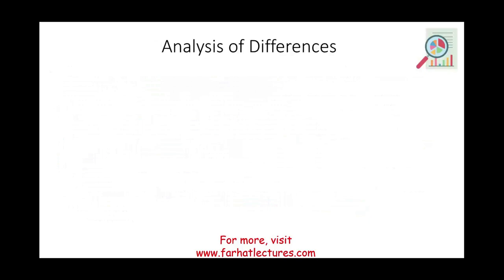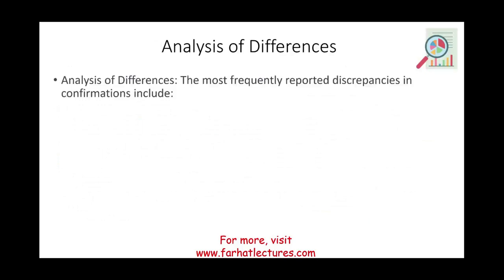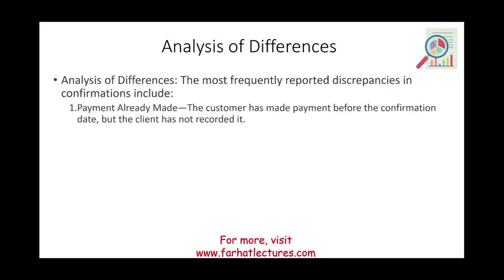Now, what happens when there's a difference between what you told them and the response? Analysis of differences could happen, and there are many reasons why. One of the reasons is that payment was already made. You told them, as of 12/31, you owe us $315,000. I keep using this number. Well, they sent the payment January 5th, and they did not receive this confirmation until January 10th. When they looked at their systems, they did not pay attention that you told them as of 12/31. They look at their system and the balance is zero. So they would say the balance is zero.